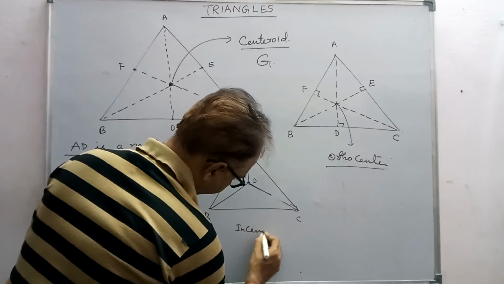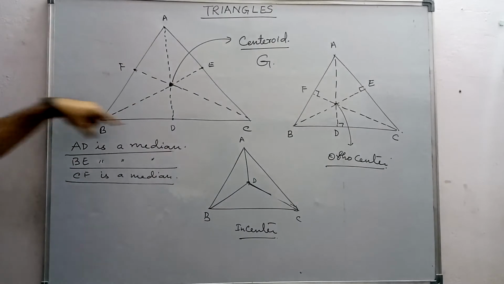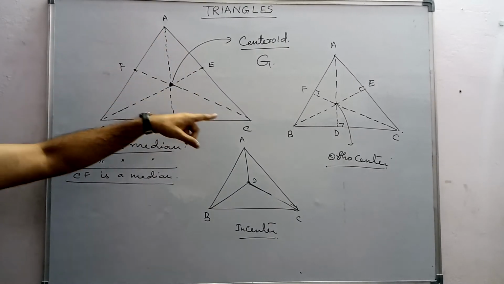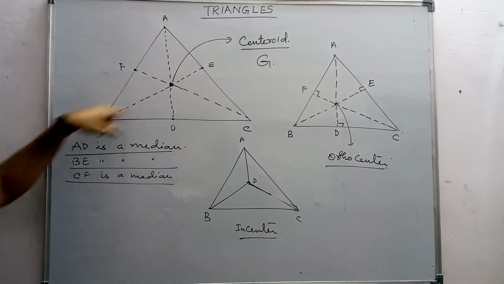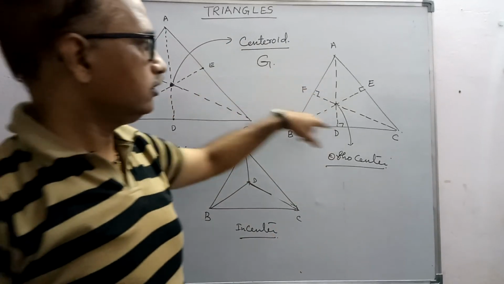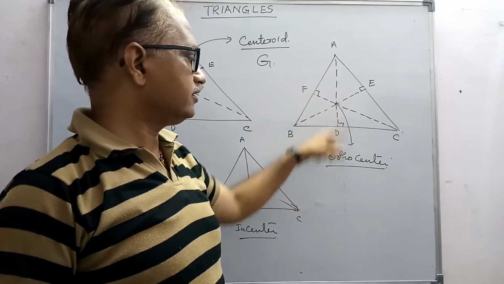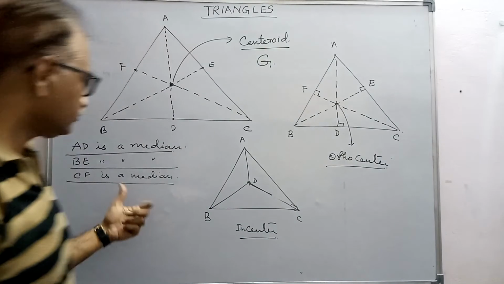Incenter of the triangle. So a triangle is there, three altitudes, three medians can be drawn. All three medians pass through a point that is called the centroid. In a triangle, all three perpendiculars pass through a common point that is called the orthocenter.